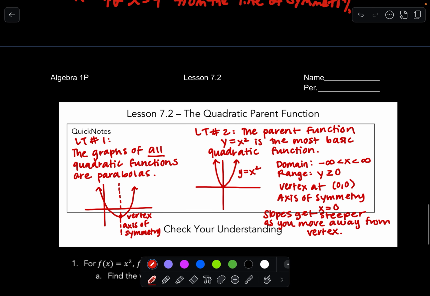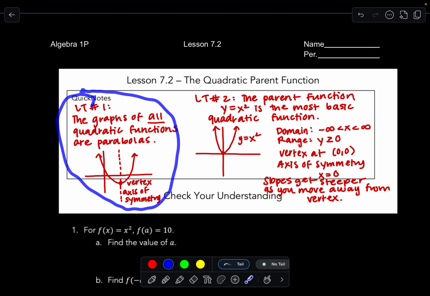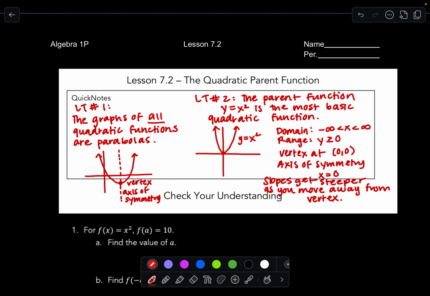All right, so the learning targets. Learning target number 1 is that the graph of all quadratic functions are parabolas. They are these U's, where they have a vertex, which is located right there. And it has an axis of symmetry that goes right down the middle of the vertex. And I abbreviate the axis of symmetry as AOS. And it's going to be an x equals.